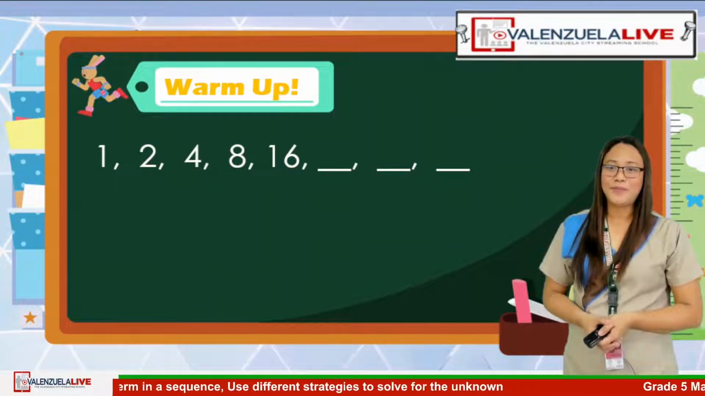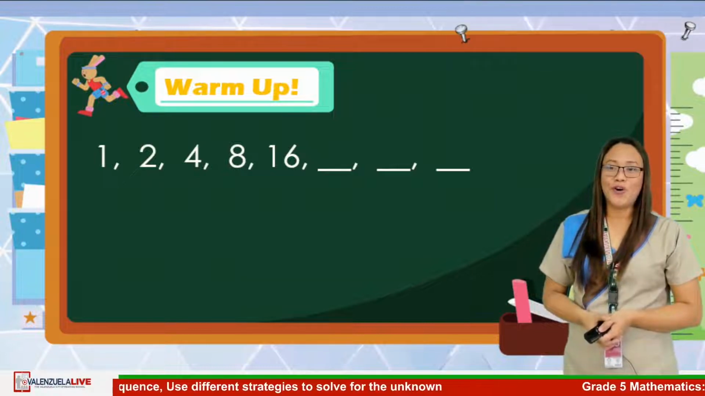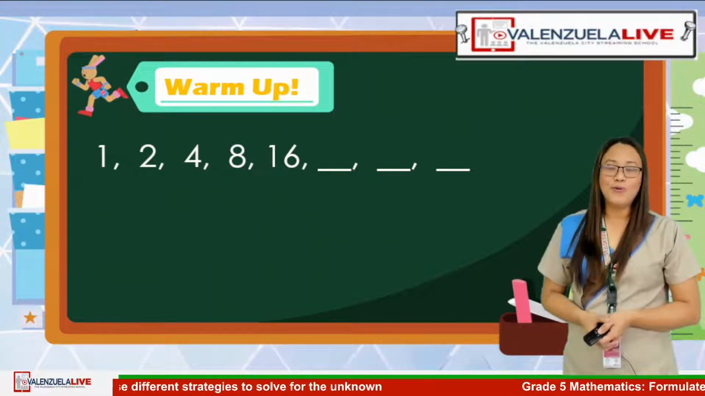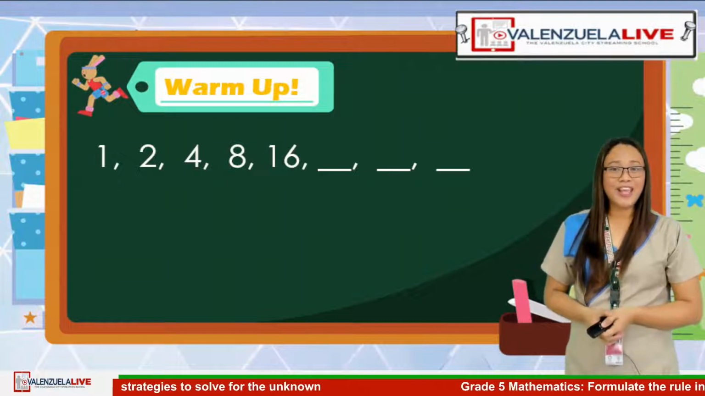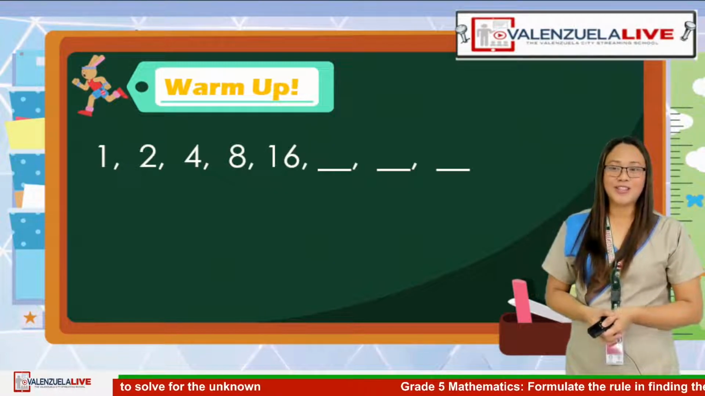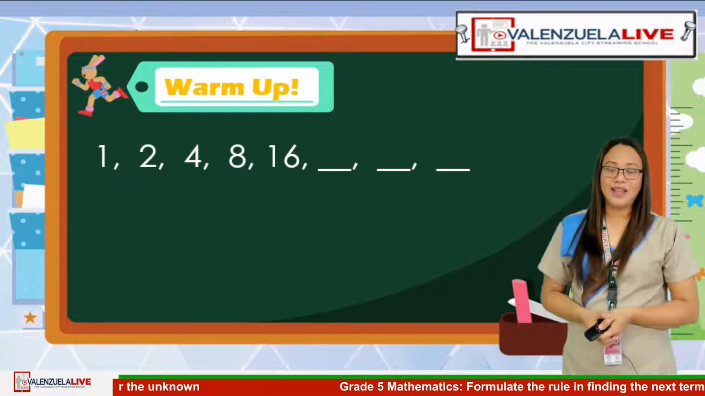We have here 1, 2, 4, 8, 16. What will be the next 3 numbers? Try to study it closely. What is the pattern?